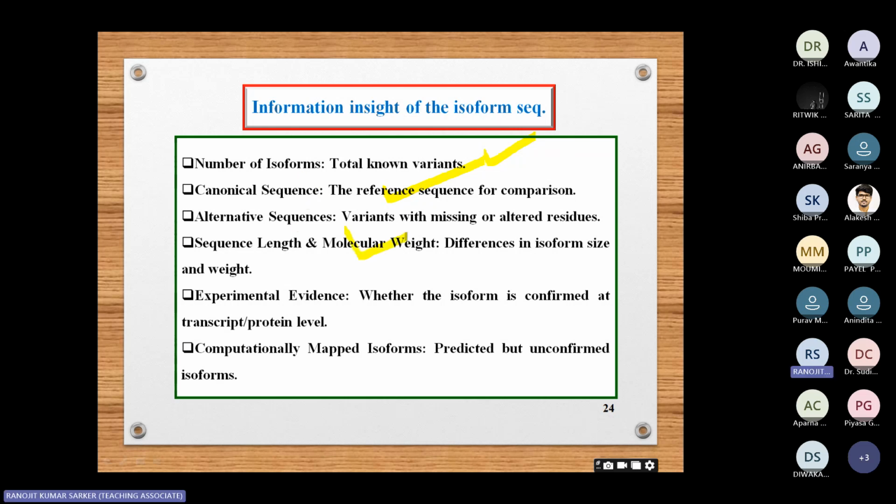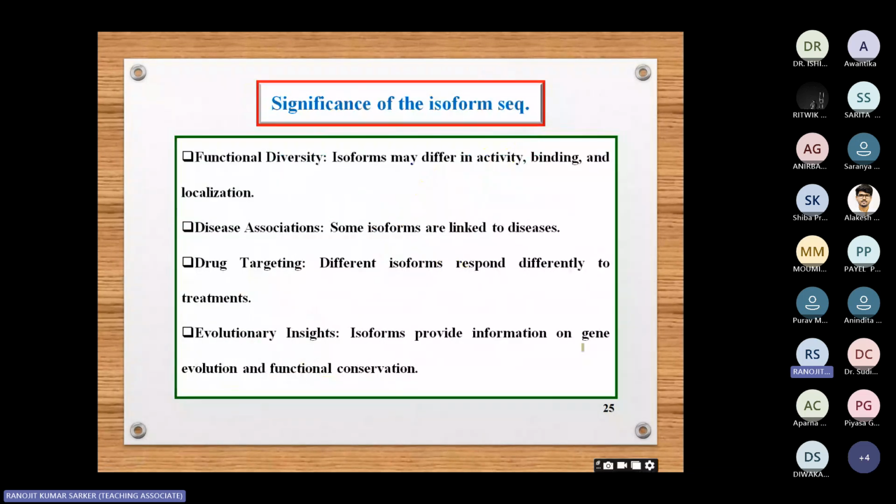Then there are the alternative sequences, their length and molecular weight, the experimental evidence, and computationally mapped isoforms are also there. If it is a computationally mapped isoform, that will be mentioned. So you should be careful if you are going through computationally mapped isoforms, because you might get some errors in these cases. So these are the significance of isoforms, because they have functional diversity.